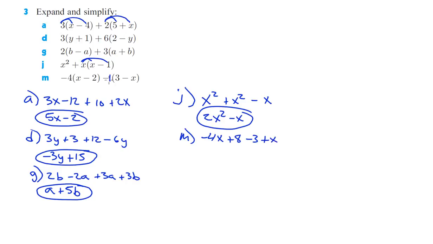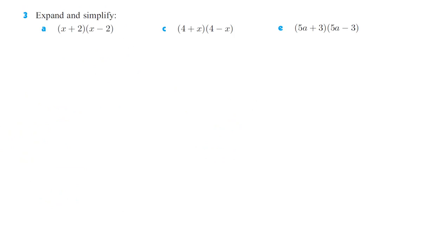Okay, so when we're distributing through, make sure you keep that negative. This is where you, especially when you do negative 4 times negative 2, I see a lot of people will put negative 8 there instead of the positive 8. So just make sure you're keeping track of those. Negative 4x and x is negative 3x, and then 8 minus 3 is 5. All right?